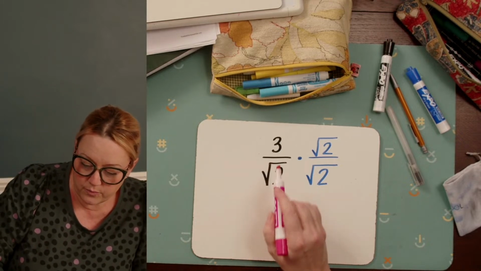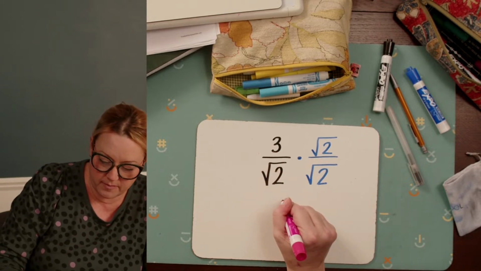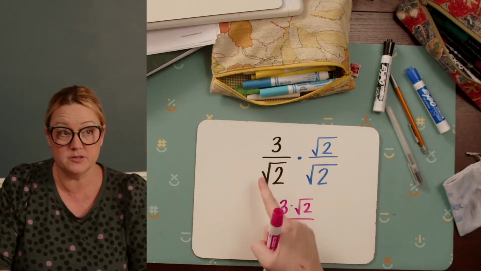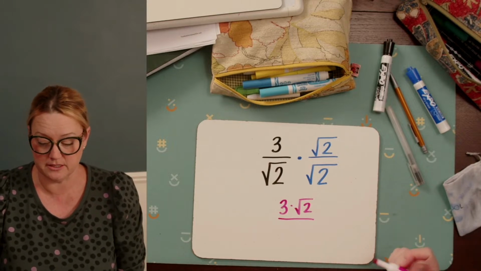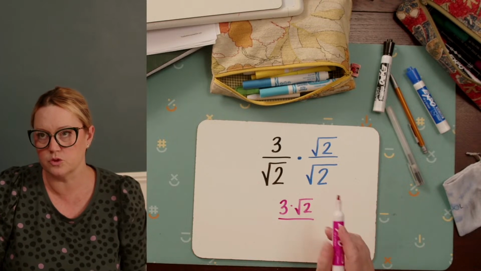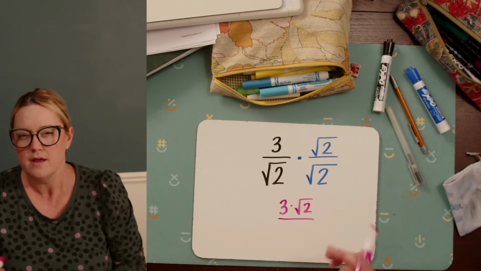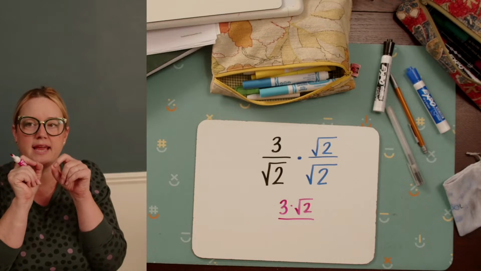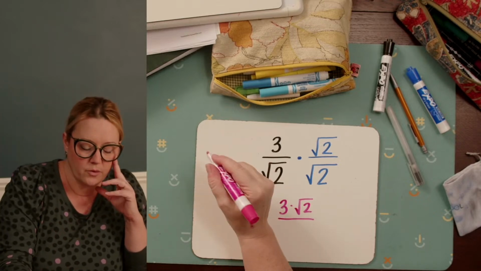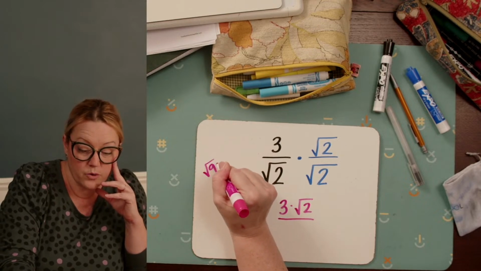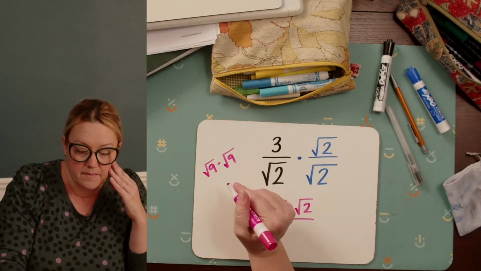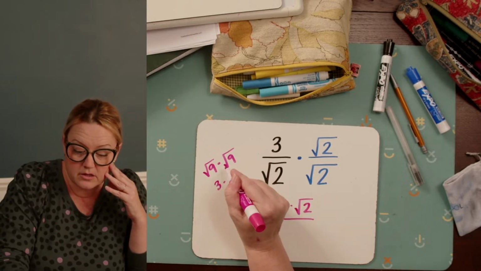So we've got 3 times root 2, so that's just going to be 3 times root 2 on top, right? Because remember, we multiply fractions straight across. That never changes. Now, root 2 times root 2. So the square root of 2 times the square root of 2. So let's think about this. I like to show this with familiar roots. So if you do square root of 9 times square root of 9, okay? Square root of 9 is 3.